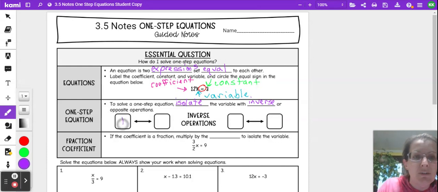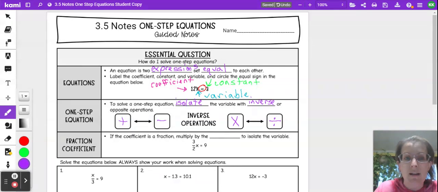What are some opposites? If we have addition, the opposite or the inverse of addition is subtraction. And then the inverse of multiplication is division. And it's backwards too: the inverse of subtracting is adding, the inverse of dividing is multiplying. They will cancel each other out.